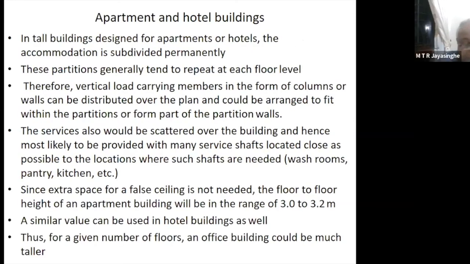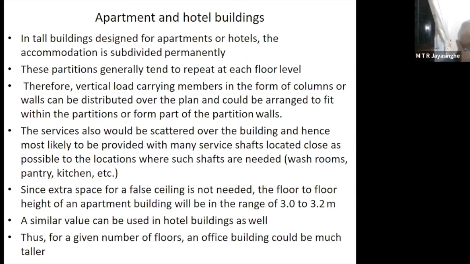And when it comes to apartment buildings, you have a different set of requirements. In office buildings, we like to have all the services below the ceiling. That means the floor to floor height of an office building will be 3.6 meters, whereas in an apartment building we need very few services, so the soffit of the slab can be converted to the ceiling. Which means you can easily maintain 3.1 to 3.2 meter floor to floor height. So you have to always look for different options.